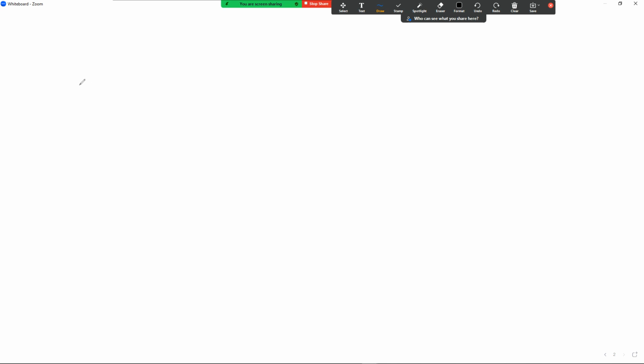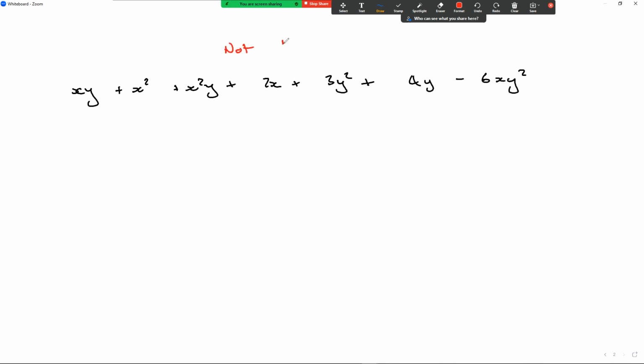All right, building on that idea, we get another long one. Let's say that xy plus x squared plus x squared y plus 2x plus 3y squared plus 4y minus 6xy squared. Believe it or not, none of these terms are like terms. They're not like terms completely. There's not one term that's the same as another. The reason is, if it's x, it's connected to a y, or it's a different power. And these two look similar, but they're actually different. The one has squared on y, the other one has squared specifically on x.